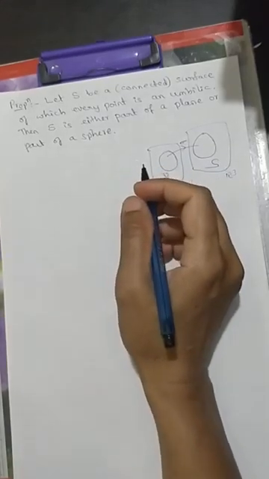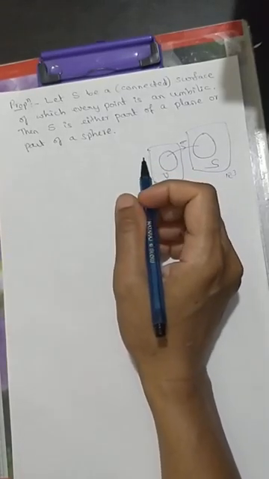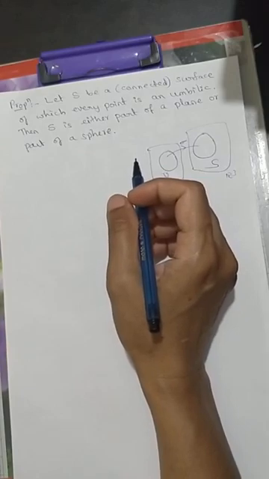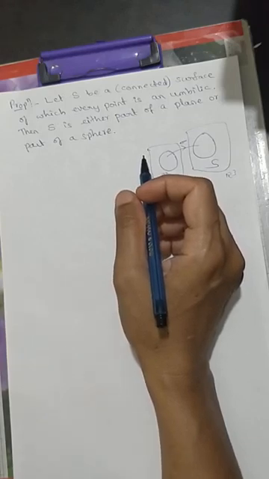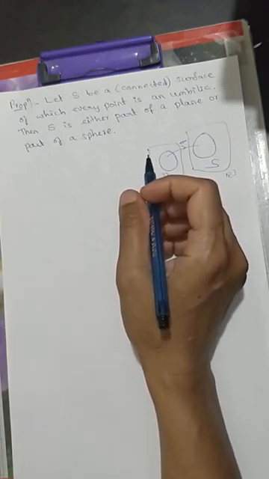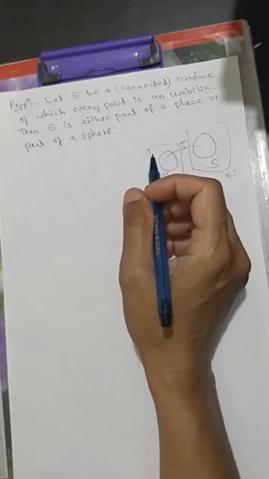In this result, we are going to prove that a plane curve with constant curvature is either part of a line or it's part of a circle. Okay.